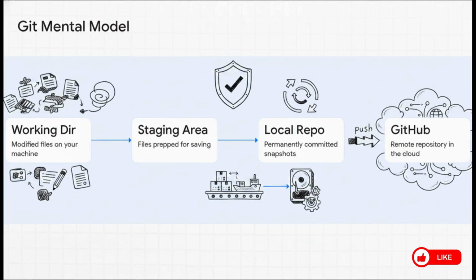First, you edit files in your working directory. Then, you prep them in the staging area. Kind of think of this as a loading dock. Next, you permanently save them as a snapshot in your local repository, right there on your hard drive. Only after all of that do you push them to GitHub. So your code actually goes through 3 local states before it ever touches the internet.